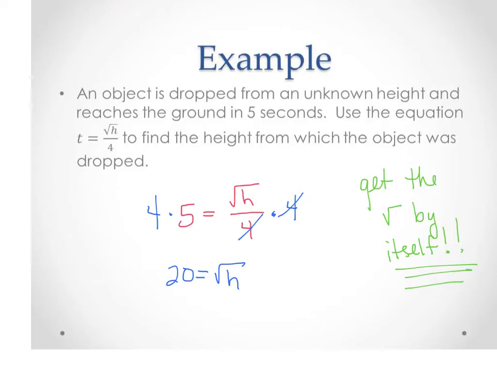And then how do we get rid of a square root? We square. The square root of h squared is just h, and 20 squared is 400. We don't know what we're measuring in, so let's just call it 400 units, since we're not sure if we're in feet or inches.